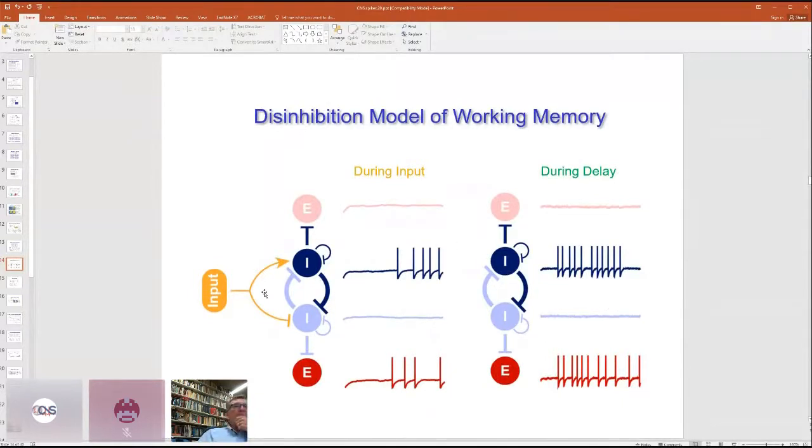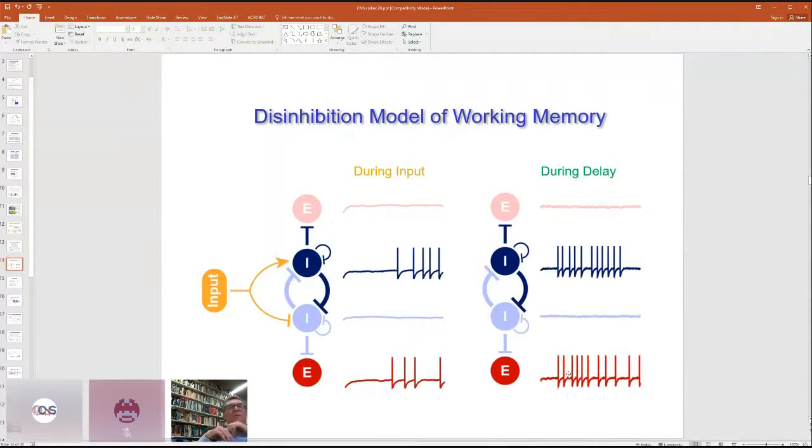So the input comes in, and depending on whether it's up or down, one or the other of the inhibitory groups is going to turn on, and because there's mutual inhibition, it's going to turn off the other inhibitory group. Now, these inhibitory neurons are connected to a bunch of excitatory neurons. And if the inhibitory neuron pool is on, it turns off one pool of excitatory neurons, but this one is disinhibited. So you have output coming in through disinhibition on one set of excitatory units that will be maintained during the delay period, as you can see here. In fact, the firing rate goes up.